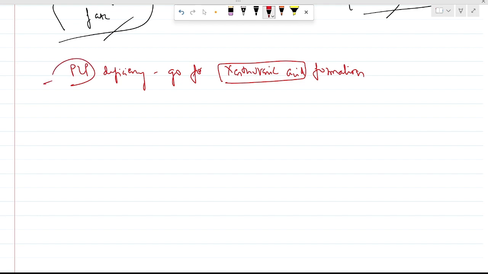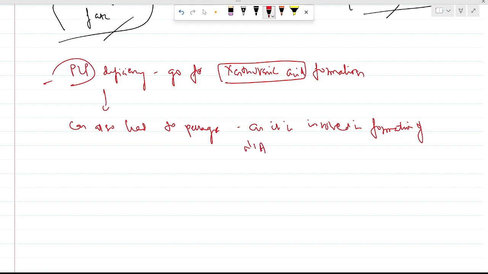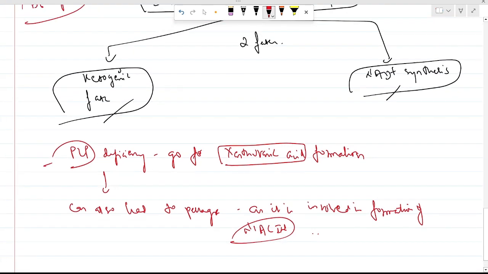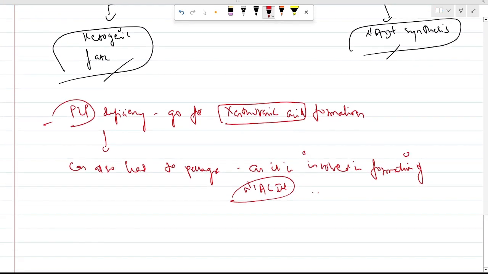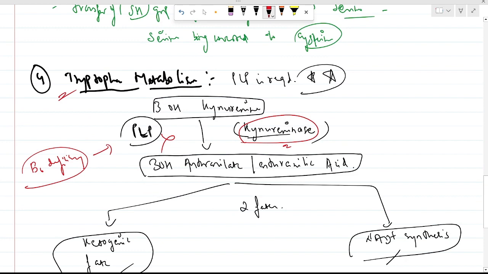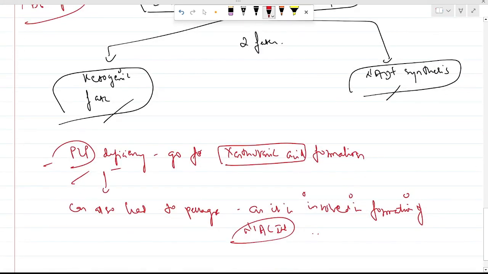This PLP deficiency can also lead to pellagra. Why? As it is involved in formation of niacin. We have come full circle. In the vitamin B3 or niacin video, we have seen this vitamin B3 is derived from tryptophan. So as this PLP is involved in this tryptophan metabolism, this PLP deficiency leads to xanthurenic acid formation.